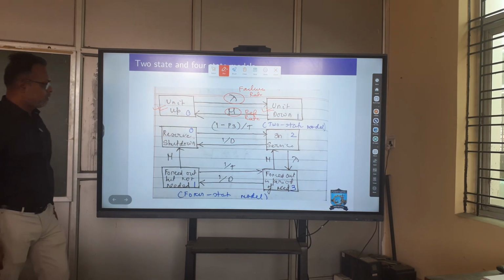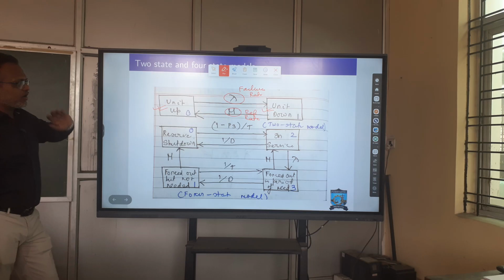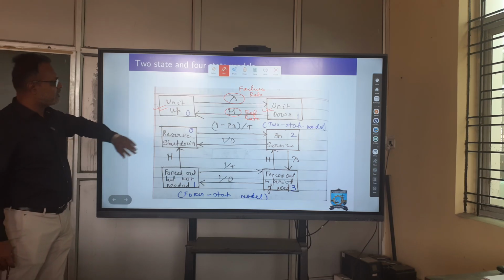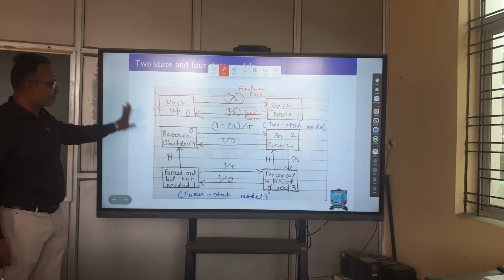Okay. Now this is a four-state model. Here we have only two states, up or down, but here it is a four-state model. In the first case, the unit is not on, it is shut down. That is, the generator is available.